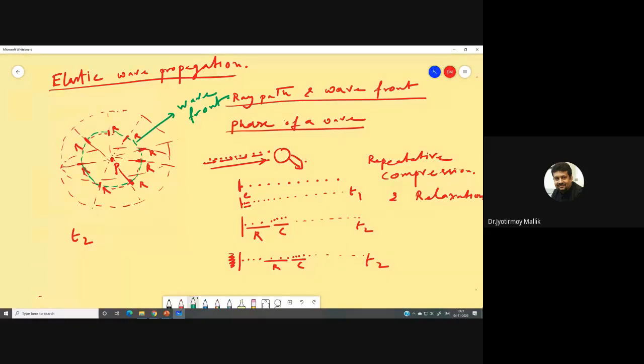So I can construct a wavefront with R. I can also construct the wavefront with C. No problem. Both of them will be parallel to each other, right? Now it will be a perfect sphere if the media is isotropic. It will not be a perfect sphere if the media is not isotropic. That means if the wave propagates with different velocities in different directions, of course it will not be a sphere. It will be different depending on how the media is, whether it is isotropic or not. So this is what we call a wavefront.